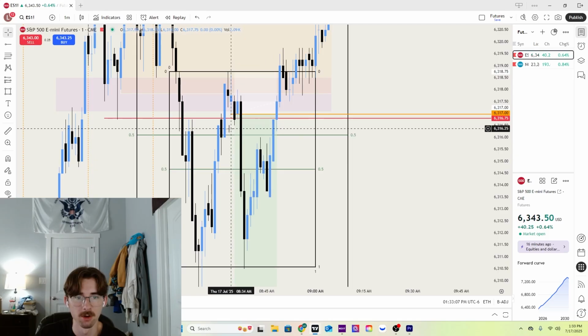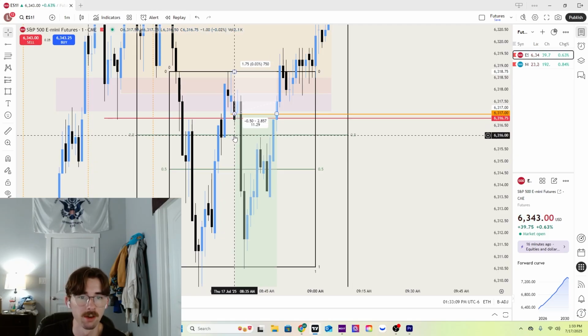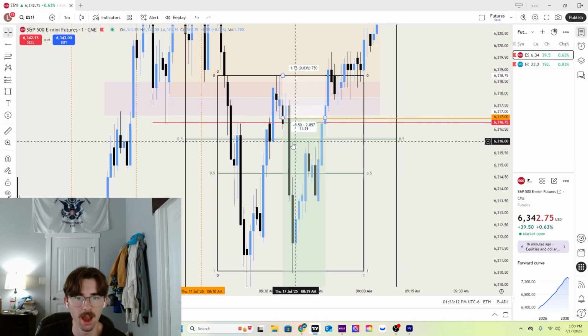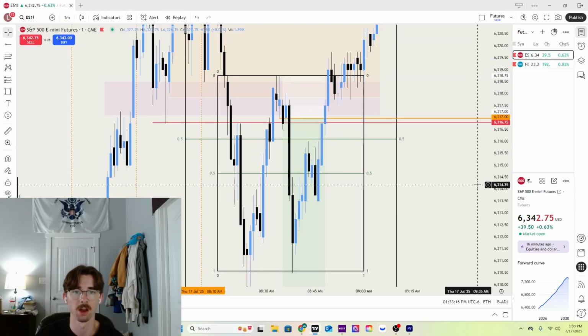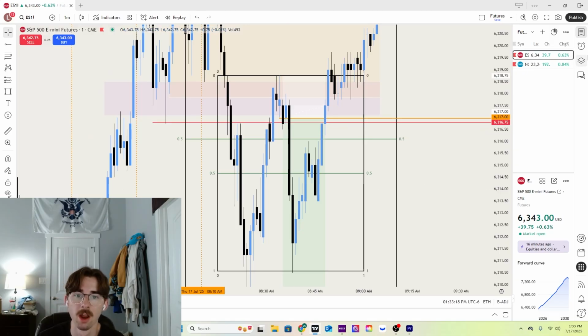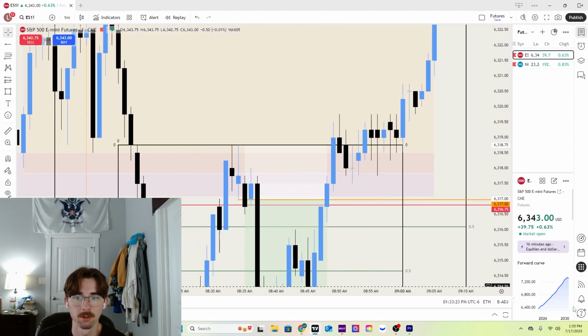So price came up here. We had equilibrium for that move, which is this middle line right here. After that, price comes up, BPR, this order block right here. So all this pushes into there. And then we get a candle close below. I'll show you guys that real quick.